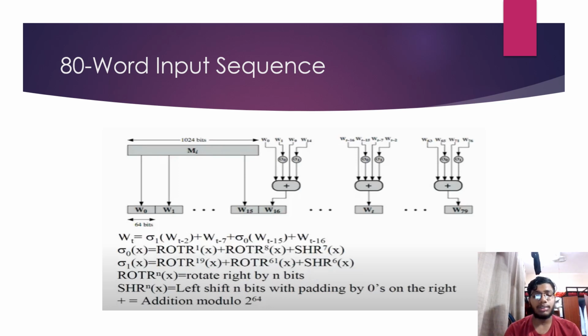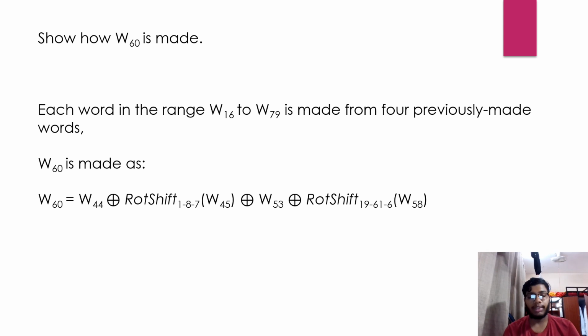The first 16 words are directly generated from the given message by splitting it into chunks of 64 bits. For the remaining words, word 16, word 17, word 18, we follow this notation. Okay, so this is the simple example.